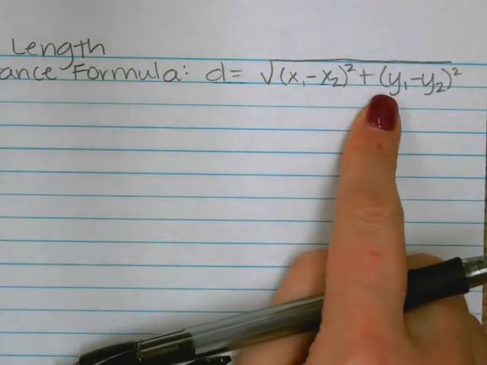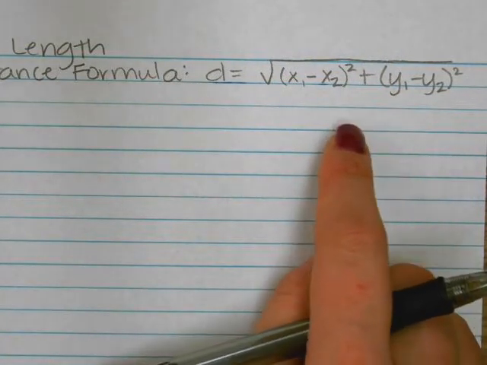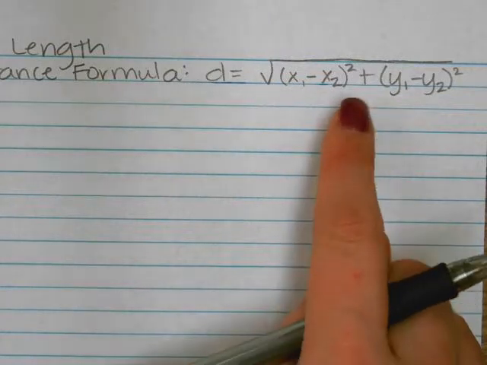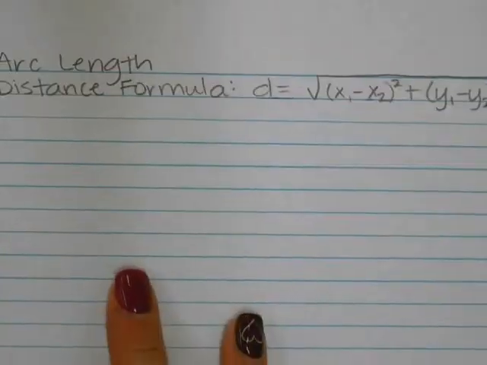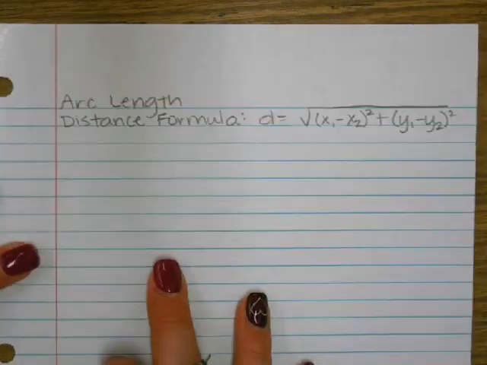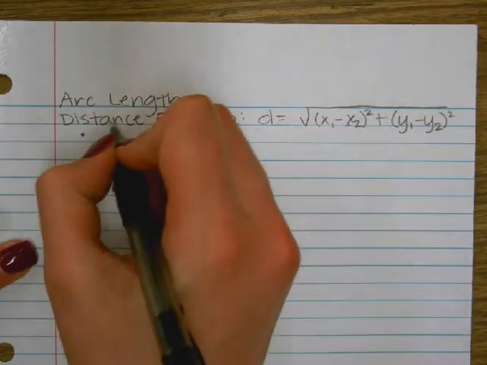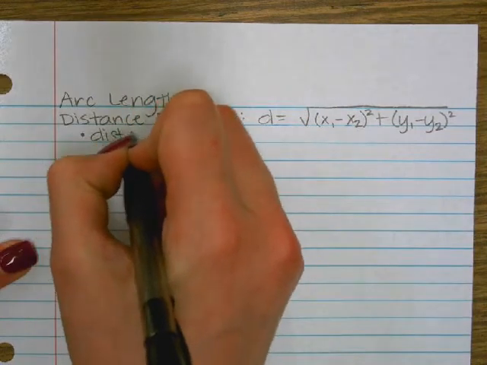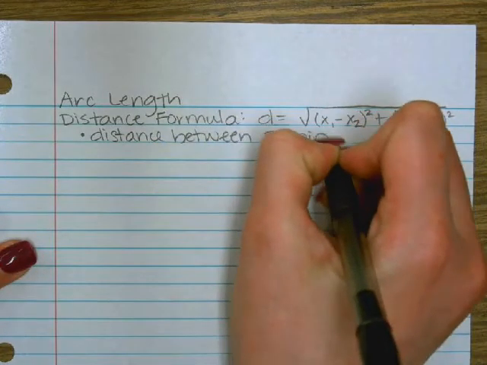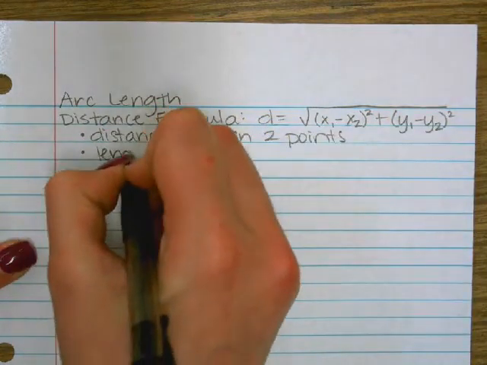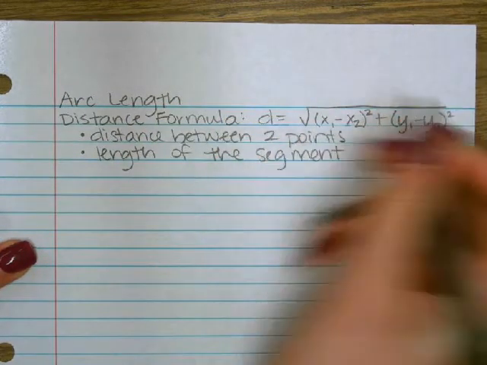And this formula is based off of the Pythagorean Theorem, and it makes kind of like a triangle if you look at it, and the distance between the 2 points is like the hypotenuse of the triangle, which is why the formula looks like that. So back in the day, you guys would use this as the distance between 2 points, which we could also say is the length of the segment that connects those 2 points.